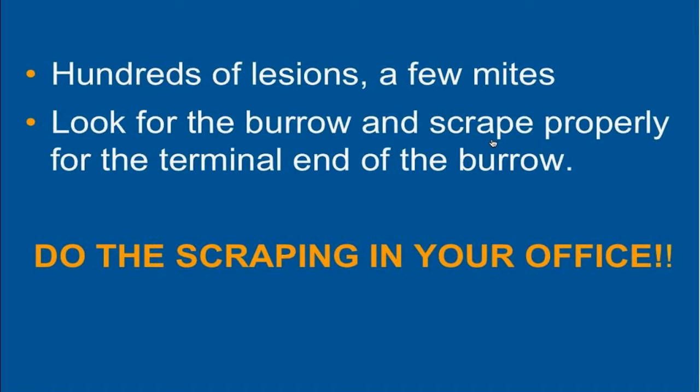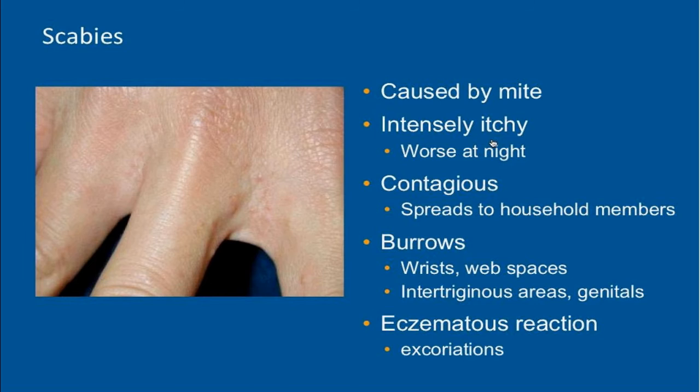So the scabies take-home message is there are hundreds of lesions but very few mites. Most of the rash you see with scabies is really just an eczema-like reaction. The burrow is found down on the finger webs, around the breast or axilla and groin, if you can do the scraping in your office. Scabies, most of you know, is very intensely itchy and it's almost always worse at night.